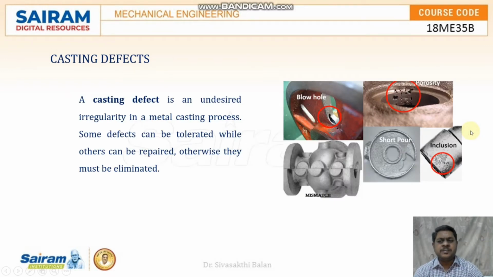Now let us see what casting defects are. A casting defect is an undesired or unwanted irregularity in the metal casting process. Sometimes the defect can be tolerated, whereas at other times it can be repaired. Otherwise, they must be eliminated from the further process.